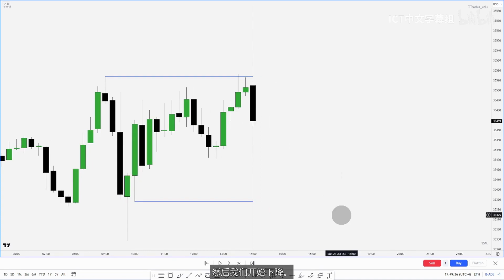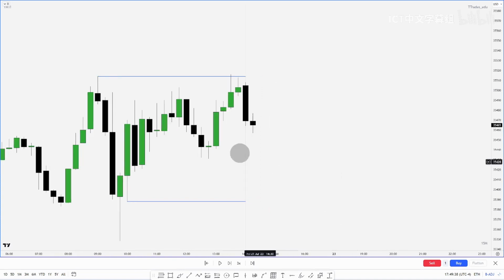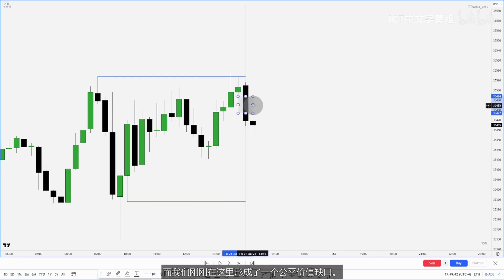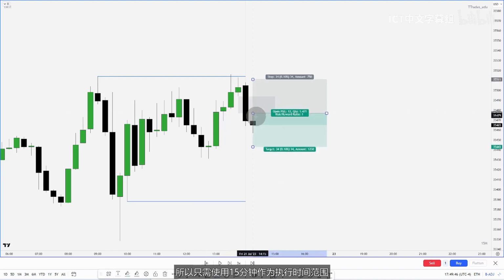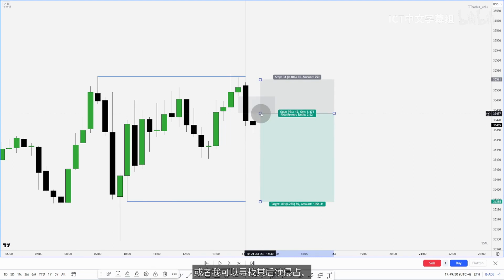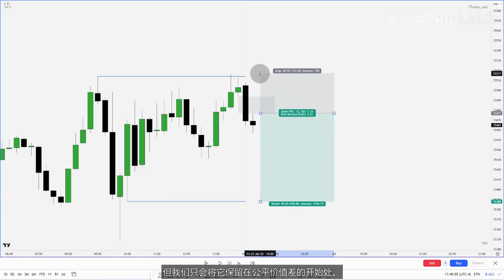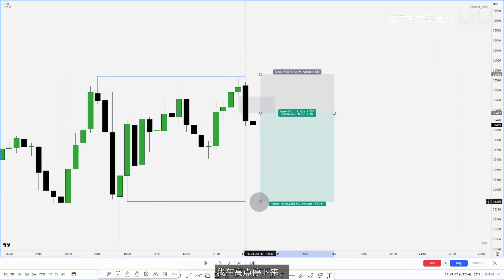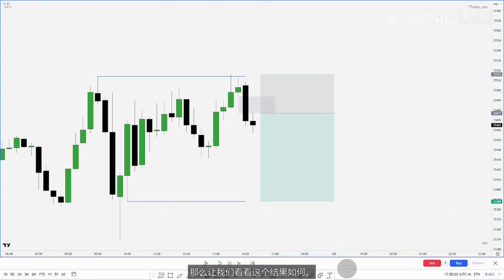4-hour candle opens and we start dropping. We are in a fair value gap right on this side, and we just put in a fair value gap right here. So just using the 15-minute as an execution time frame, can either enter this fair value gap here, or I can look for the consequent encroachment of it. But we'll just leave it at the start of the fair value gap. I stop on the high, and my target on the previous 4-hour low. That gives 2.3R. So let's see how this works out.